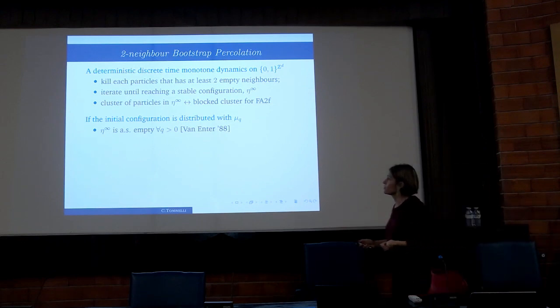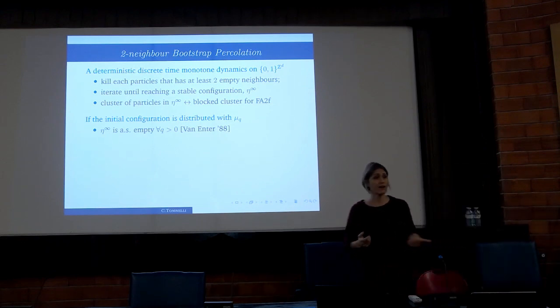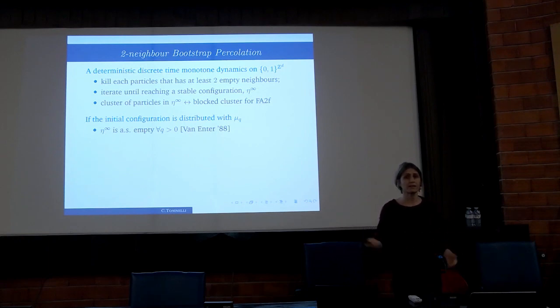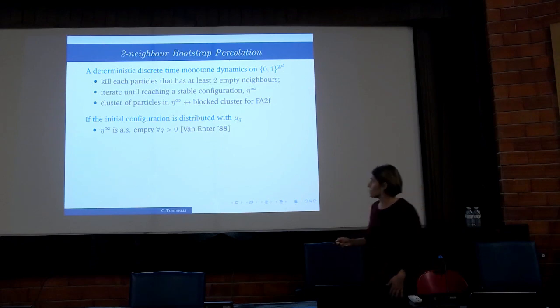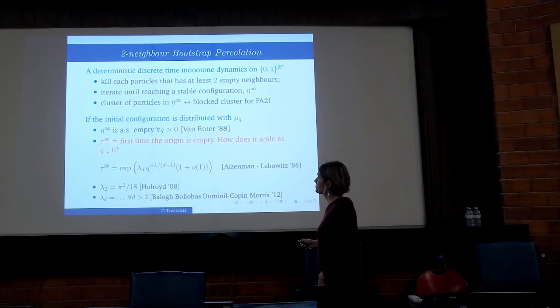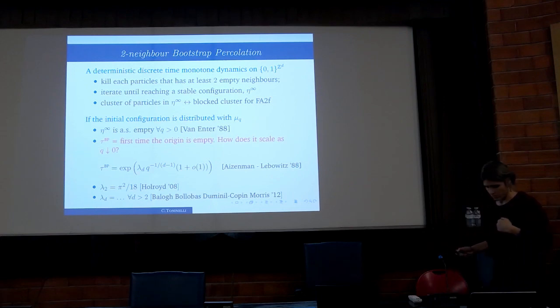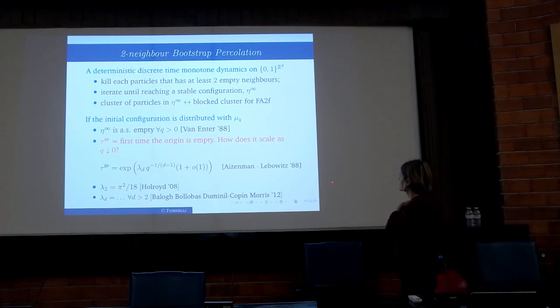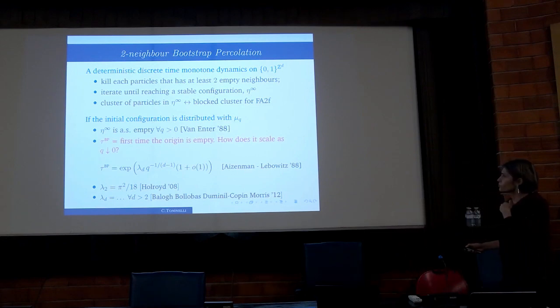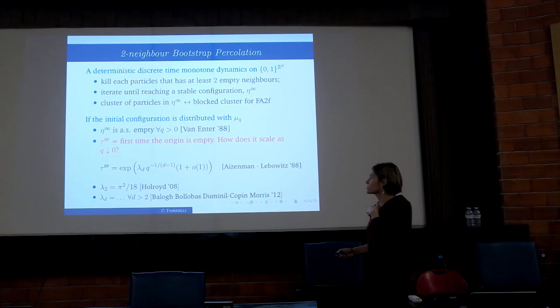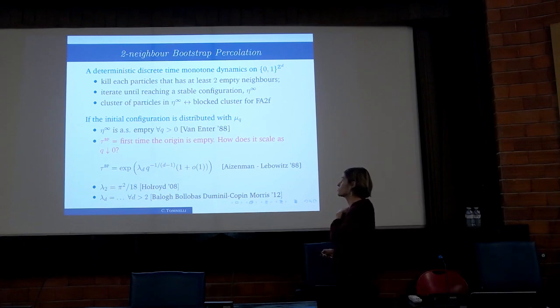Then the next natural question is, okay, we know that we will empty everything, how fast? If I'm sitting at the origin, how long do I have to wait under this deterministic dynamics in order to be emptied? One defines what I call tau_BP, the time of the bootstrap percolation, the first time that the origin is emptied under this deterministic dynamics, and how does it scale when q goes to 0? The first paper answering this question is also from the end of the 80s, by Aizenman and Lebowitz, who proved that this time scales exponentially fast, exponential of an inverse power of q, q to the power -1 over d minus 1, where d is the spatial dimension.